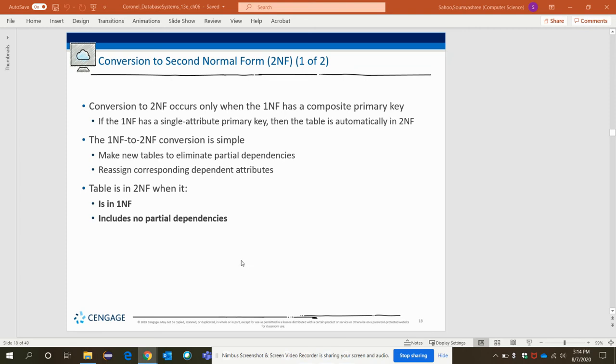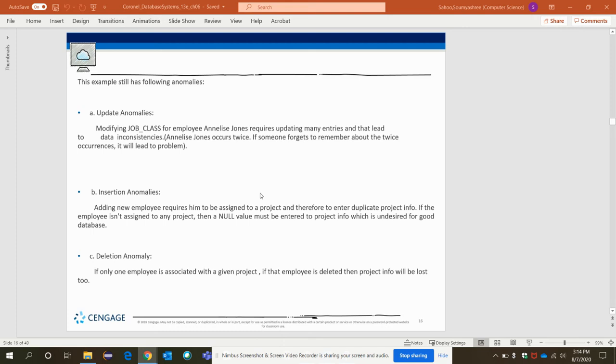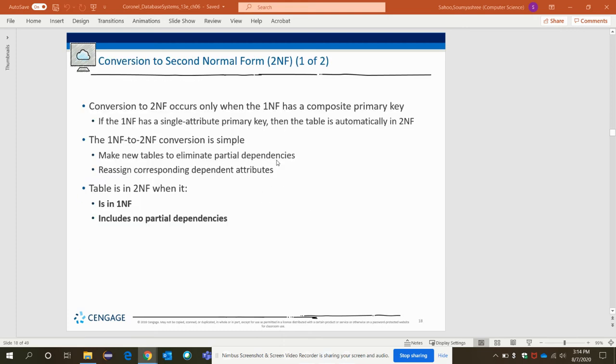So first NF to second NF conversion is really simple. How simple? You need to make new tables to eliminate partial dependencies. So what are our partial dependencies here? Project num determines project name, and another one here, emp num determines ename, job class, and CHG hour. As per this rule, we need to remove those partial dependencies and reassign the corresponding dependent attributes. As per second NF, it must be in first NF, which we already have, and it shouldn't include any partial dependencies. So how to do that?